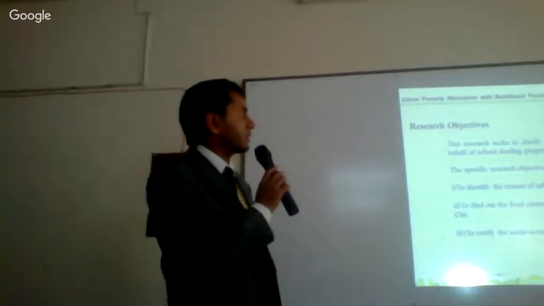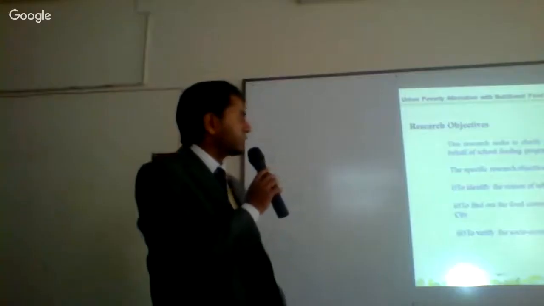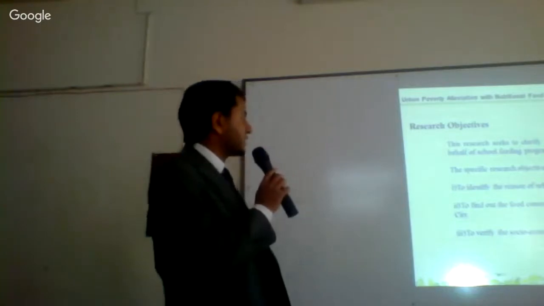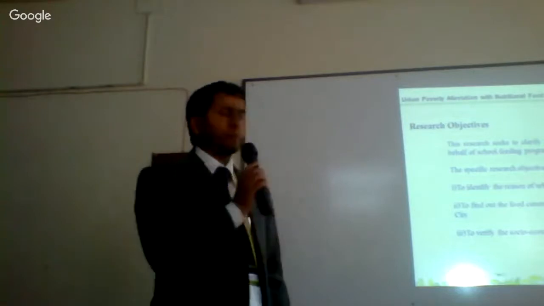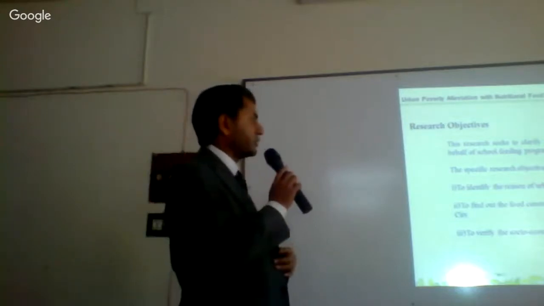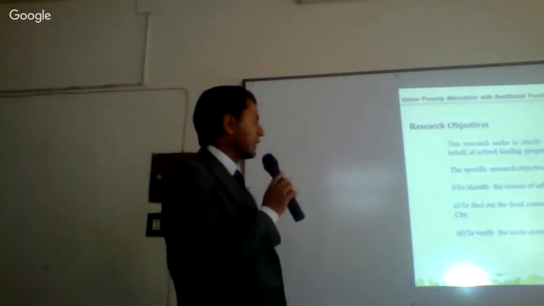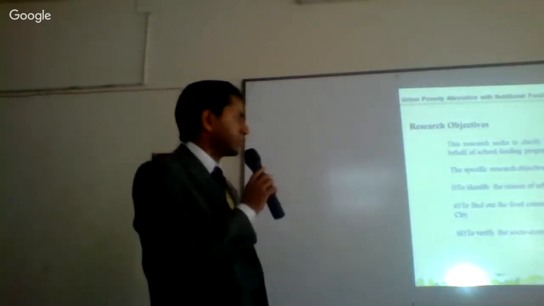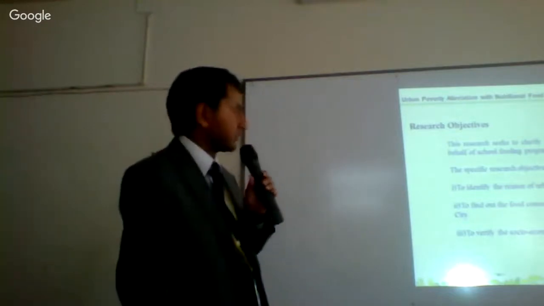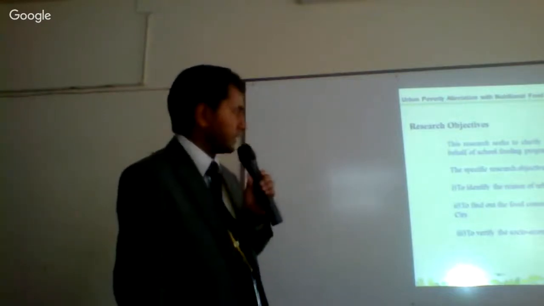So my research objective is to find out the statistics to clarify urban poverty and children's health condition on behalf of the school feeding program funded by the corporation. The specific research objectives are to find out the reason for urban poverty in Dhaka city, to find out the food consumption situation for their families and children in Dhaka city, and to verify the socioeconomic condition of the urban poor. So this is my research objective to discuss here.